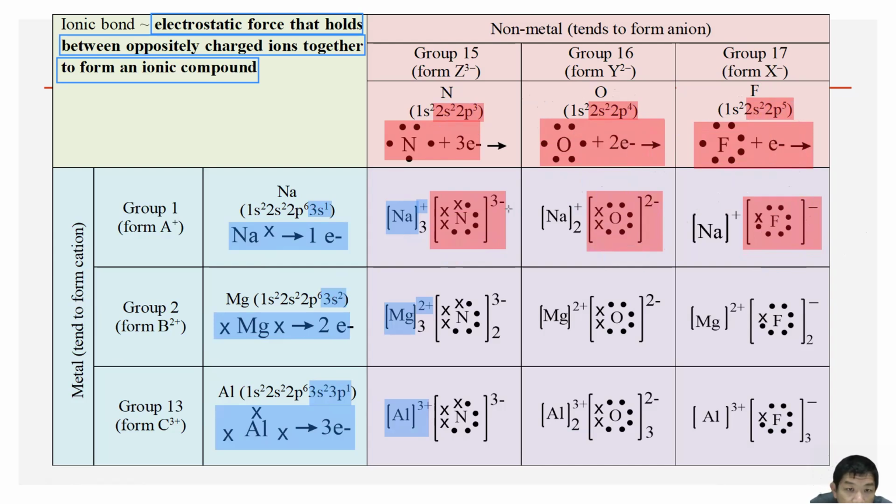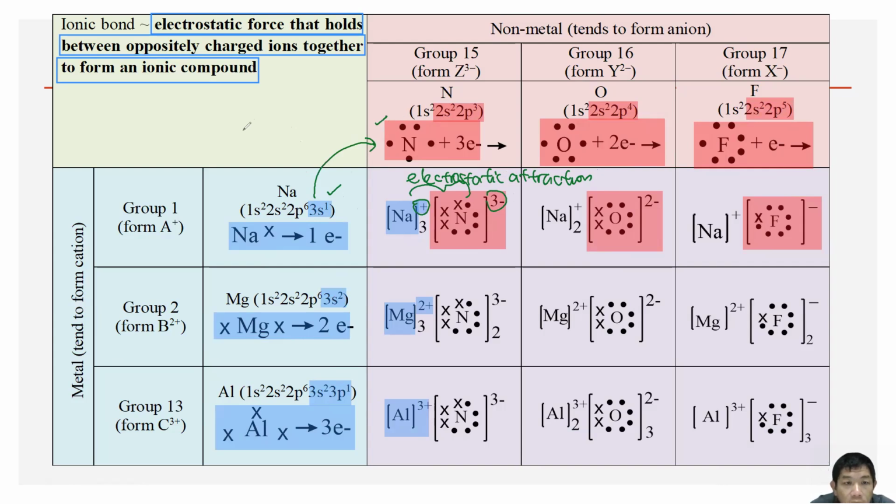So the interaction comes in between the cation and anion, which are held together via strong electrostatic attraction forces between the oppositely charged ions. The key lies in this: how many electrons are donated by the metals will be how many electrons are accepted.